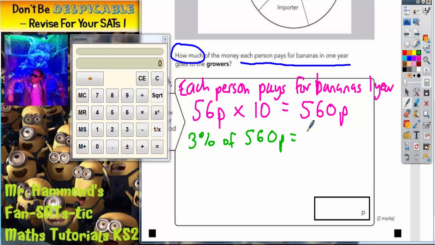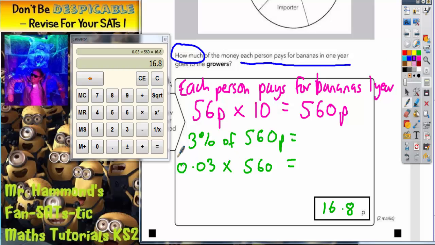Now there's a couple of ways you can work out percentage. One option is to turn 3% into the equivalent decimal. Well, 3% is 0.03. Swap the "of" for a multiply and keep the 560 as it is. So it's 0.03 times 560. Let's work that out. 0.03 times 560. So the answer is 16.8 pence. And that's the final answer.